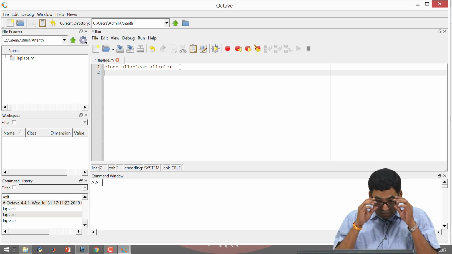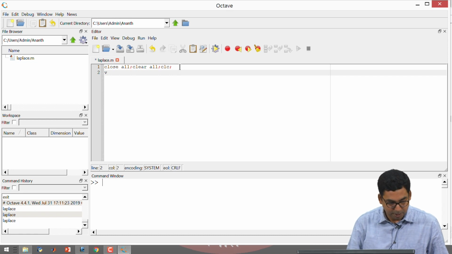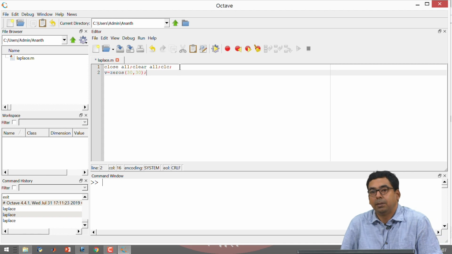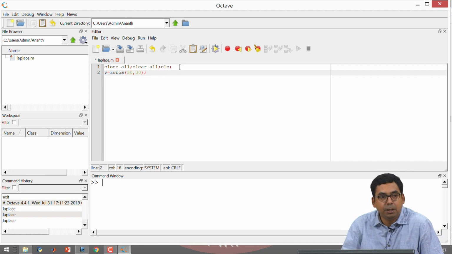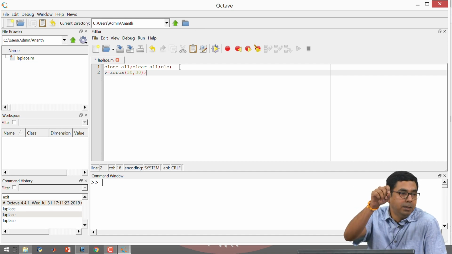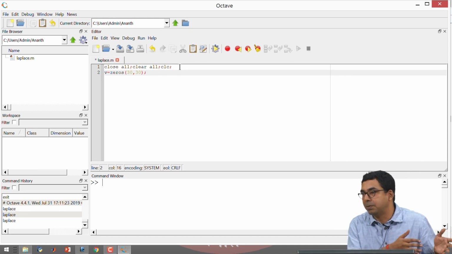Now, I need to define my voltage matrix. V is going to be zeros of 30 comma 30. What this does is it creates a 2-dimensional matrix filled with zeros, and the size of the matrix is going to be 30 rows by 30 columns. Now, one of the things that we saw in the algorithm was, as you start computing the value of the voltage, you have to compare the current value that you have calculated to the previous value that you had calculated in the previous iteration. That means you need to store the current and the previous value.